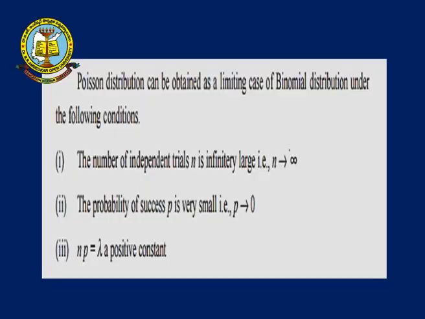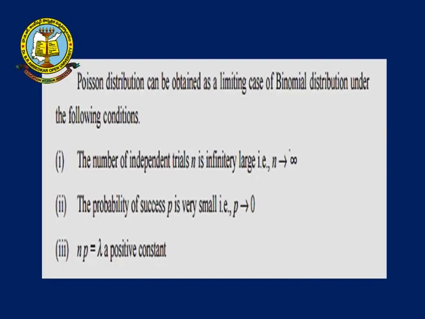Second, the probability of success p is very small, that is p tends to 0, just like the previous examples: the number of cars crossing a junction, the number of printing mistakes in a textbook are very small events. In that case, p goes to a very small value. And np, the mean of the binomial distribution, is equal to lambda, a Poisson constant. Under these three conditions, Poisson distribution can be obtained as a limiting case of binomial distribution.